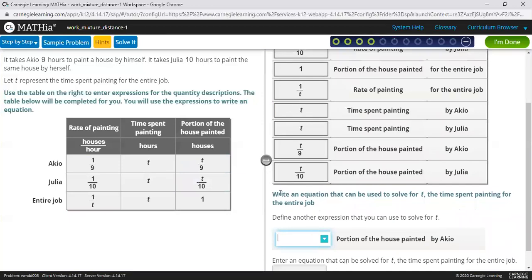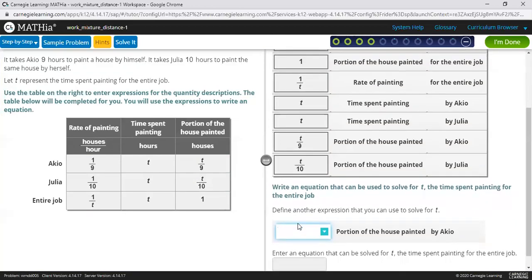Okay, so now this is where I said it's going to prompt you with a question here. It wants us to write an equation that can be solved for T, the time spent painting for the entire job. So I want to define an expression that I can solve for T. Now I want to look over at this chart that it's filled in, and let's look at the portion of the house, because we want the portion of the house painted by Akio.